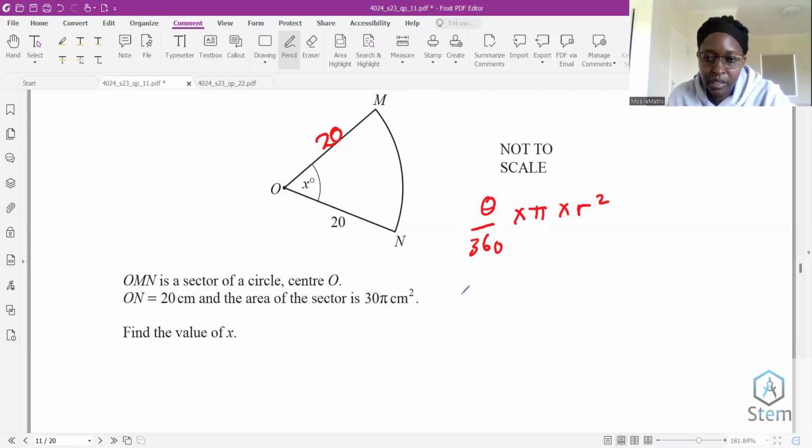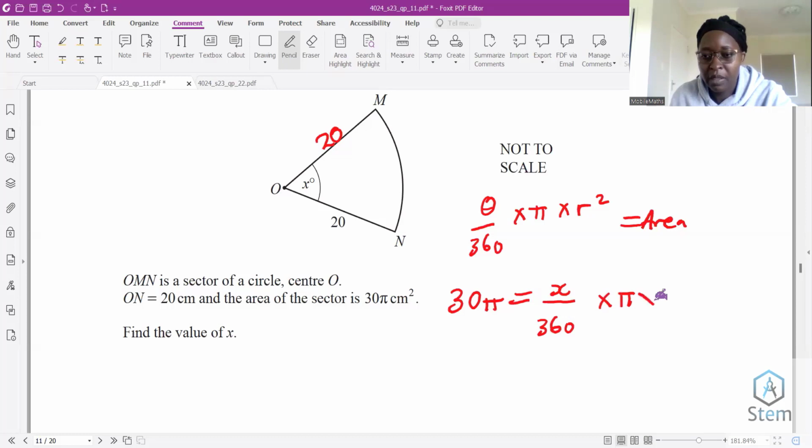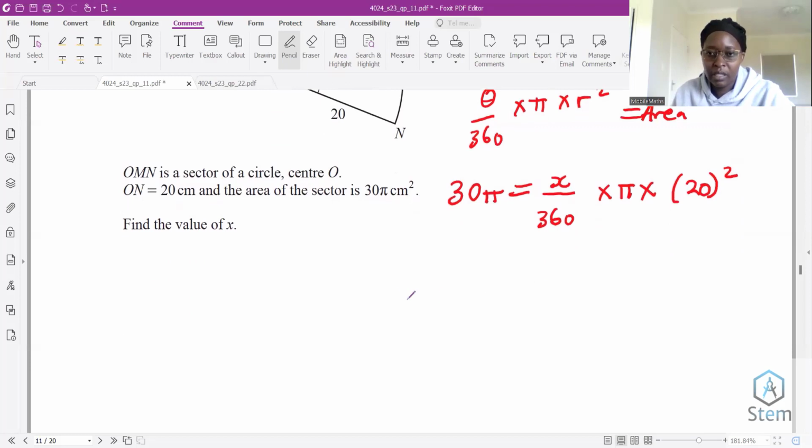So I can say my area is going to be 30 pi, because this is the formula of an area. 30 pi is equal to this angle theta, here x, over 360 degrees times pi times my r, which is 20 squared, like that. Okay, so let's simplify it. So I have 30x over 360 times pi. So I can do away with the pi's here, because if I divide both sides, the pi's go away.